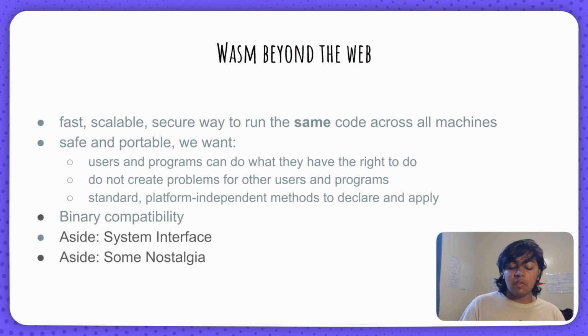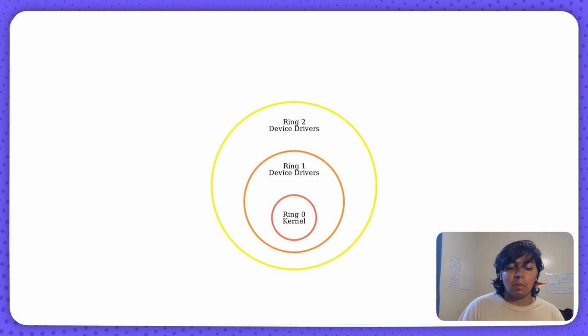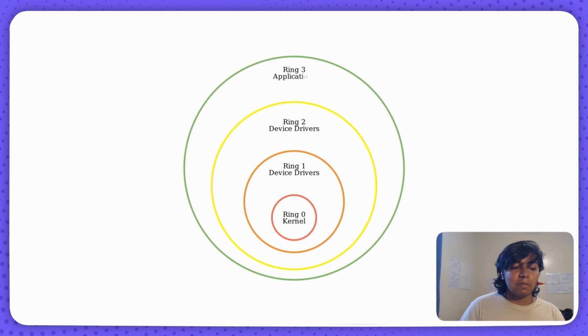So first, let's talk a bit about system interfaces and how system interfaces come into play. There are different protection rings, and so we can only have the kernel talking to the device drivers. If, let's say, any applications want access to the system resources, they'll talk through the kernel, and the kernel will allocate system resources for them.